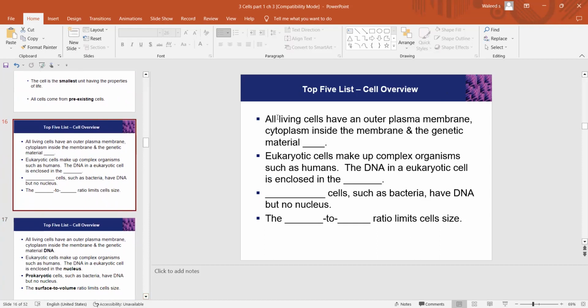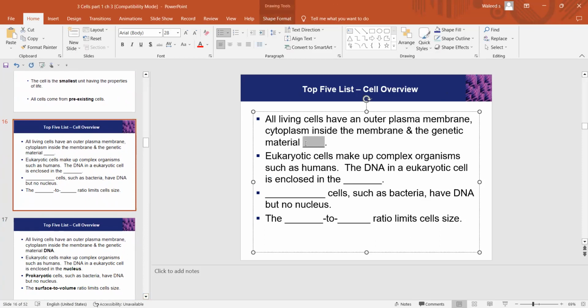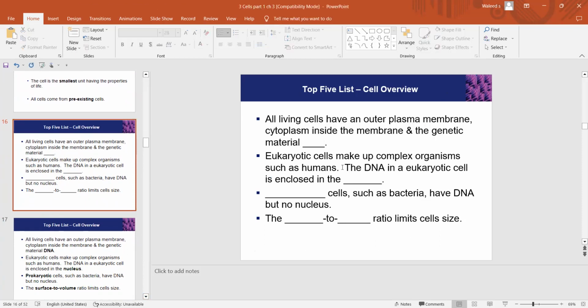Okay, can you guys answer this for me? Living cells have an outer plasma membrane, cytoplasm inside the membrane, and genetic material. What kind of genetic material? DNA. DNA, yes.